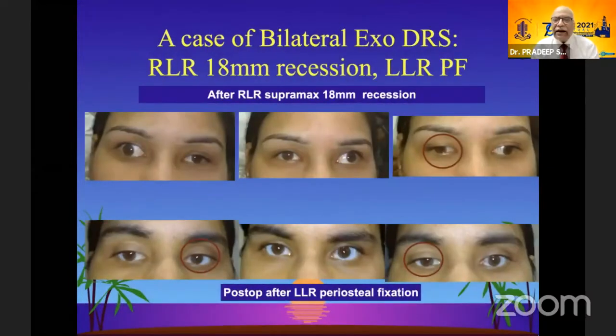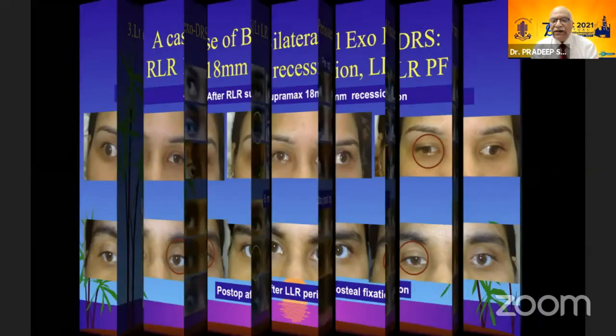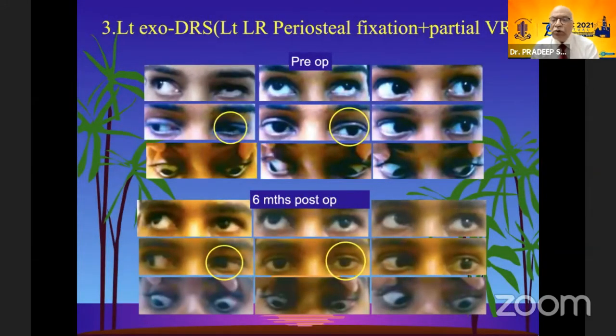A little LR recession is of no use. Just remember, it's a reverse of MR for Exo-DRS. In LR, you have to do a good amount of LR recession to take care of the co-contraction. Otherwise, it will be of no use. If there is no LR activity during abduction and there is a very significant co-contraction and a very tight lateral rectus, then the lateral rectus periosteal fixation can be done, and the abduction can be improved by a partial VRT. So here we are just tackling lateral rectus and half of the vertical recti.